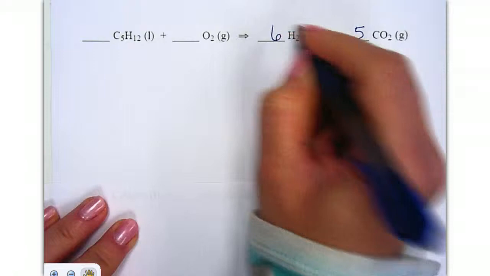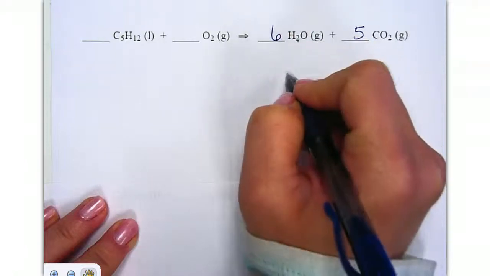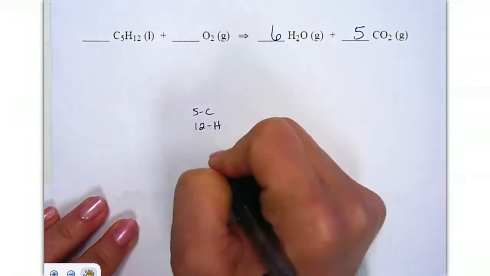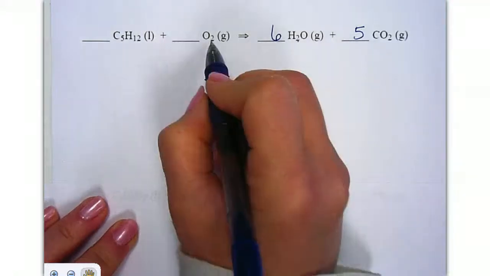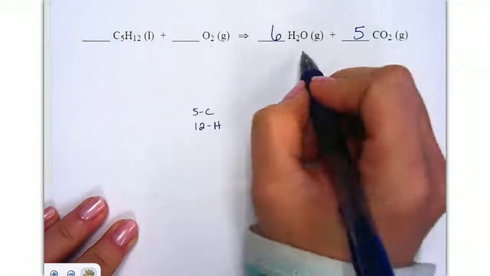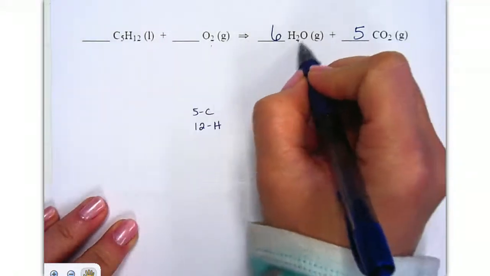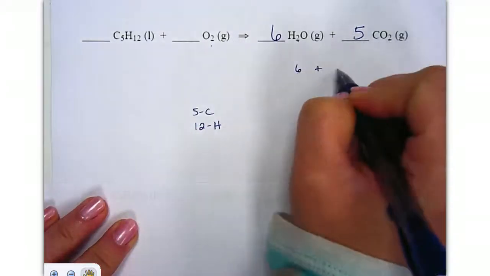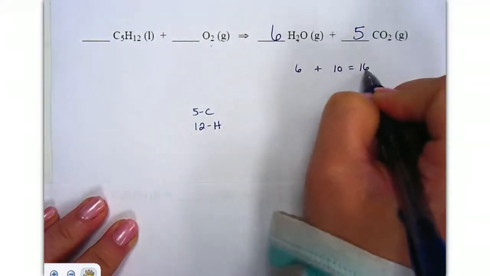If I have a 6 here, then 6 times 2 will equal 12. So we have 5 carbons, 12 hydrogens on both sides so far. Oxygen, I have 2 on the left. I'm going to do some adding on the right. We have 6 oxygens here, plus 5 times 2 is 10 oxygens, making a total of 16.